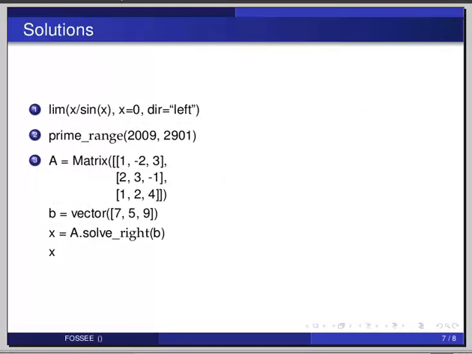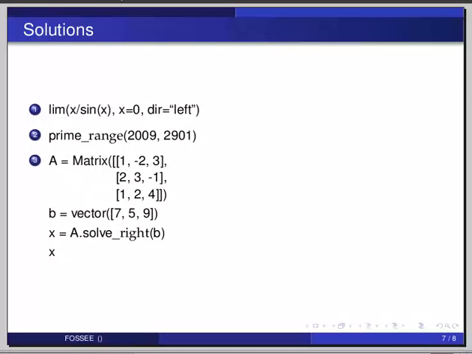So now we can look at the answer. To find out the limit of an expression from the negative side, we add an argument dir is equal to left as lim within brackets x by sin x, comma x is equal to 0, comma dir within double quotes left. And for the second question, the prime numbers from 2009 to 2900 can be obtained as prime underscore range within brackets 2009, comma 2901.